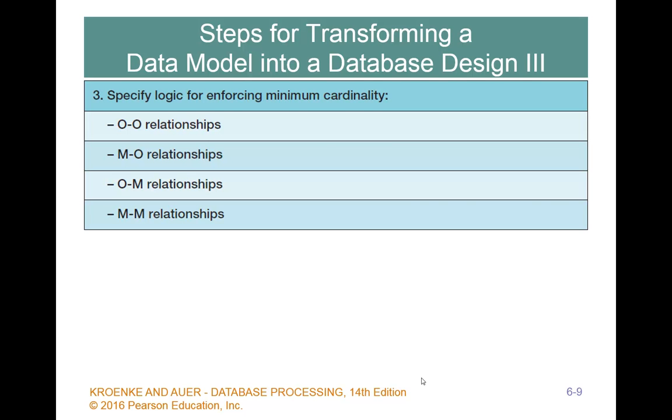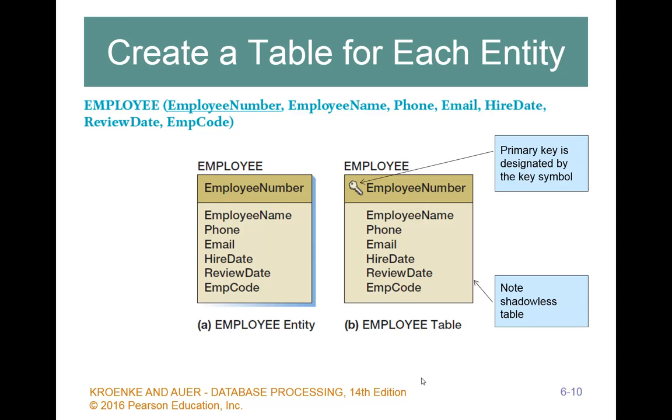And again, when we talk about minimum cardinality, we're talking about either an optional to optional relationship, mandatory to optional, optional to mandatory, or mandatory to mandatory. Okay? So as we go back to step 1, step 1 is we create a table for each entity.